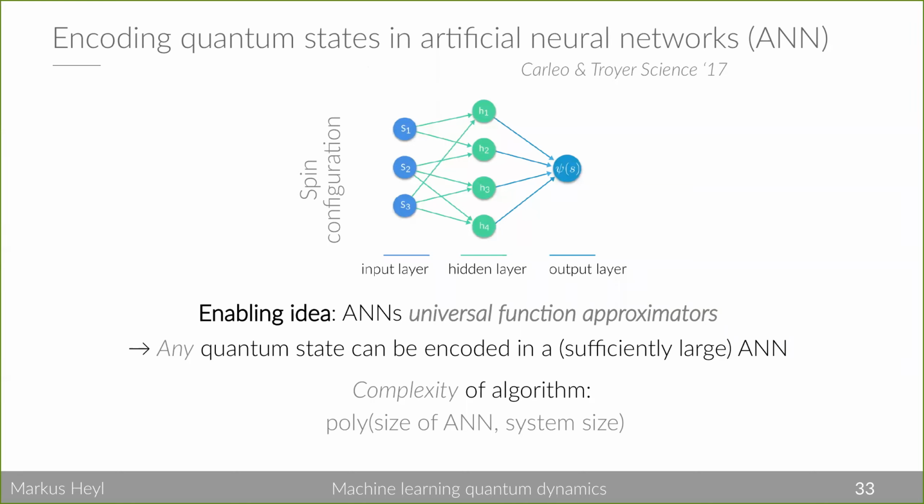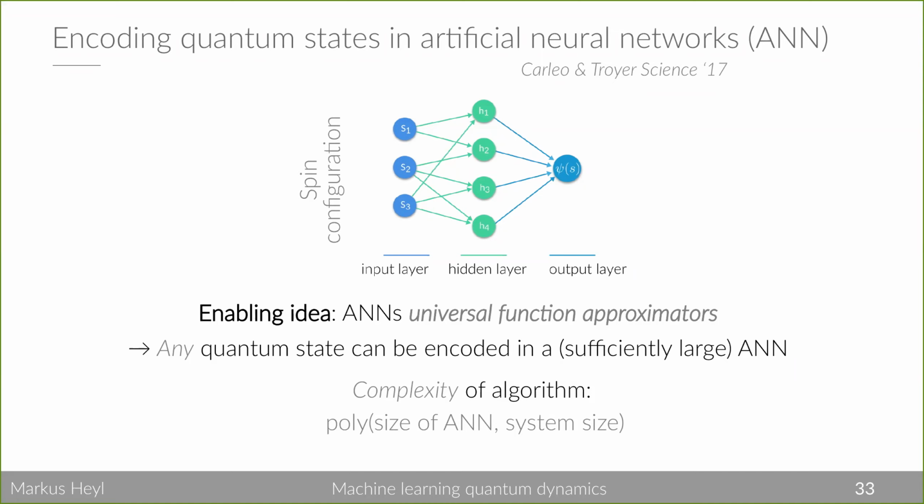As in MPS, where you also know that in principle, upon making the bond dimension large enough, you can represent any quantum state. You don't know whether you can do it efficiently, you just know that in principle, you can. So it means any quantum state can be encoded in a sufficiently large neural net. And also very appealing in that whole approach is that the complexity of the algorithm is only polynomial in the size of the neural net, in system size, in all parameters. So supposedly, if the size of the neural net is not too large, everything is polynomial.